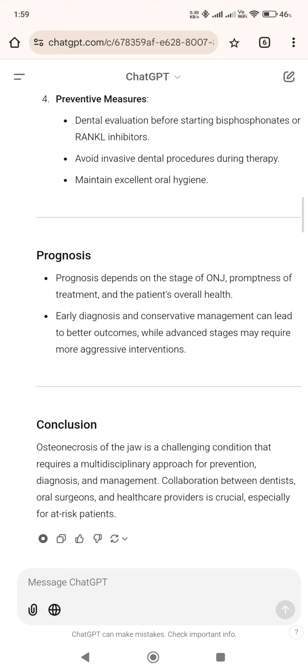Conclusion. Osteonecrosis of the jaw is a challenging condition that requires a multidisciplinary approach for prevention, diagnosis, and management. Collaboration between dentists, oral surgeons, and healthcare providers is crucial, especially for at-risk patients.